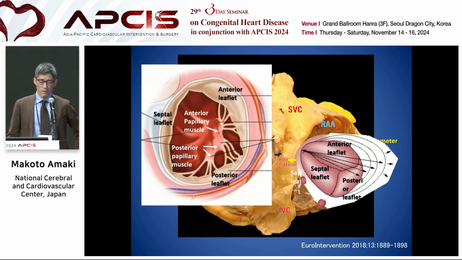An important point in the tricuspid valve is the papillary muscle. There are two papillary muscles, the anterior papillary muscle and the posterior papillary muscle. And the anterior papillary muscle is very important because it is the marker to differentiate the anterior leaflet and the posterior leaflet.